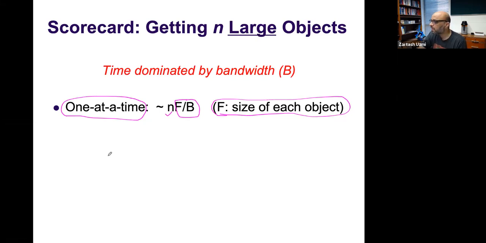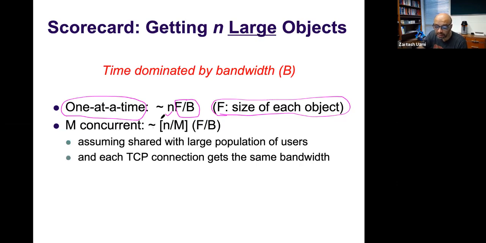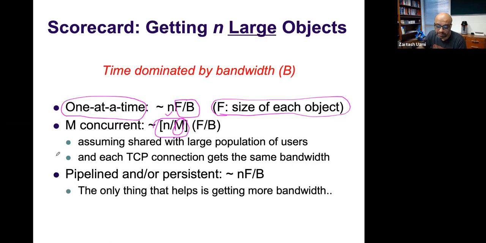Okay. If you get these objects on concurrent connections, obviously, then you divide this thing by M. If you have capital M concurrent connections, this time is divided by M. So what happens if you have pipelined or persistent connections? Think about it. I will leave that thought with you. We'll share these slides. आज मैं अभी share कर लूँगा.